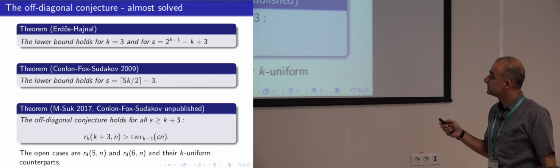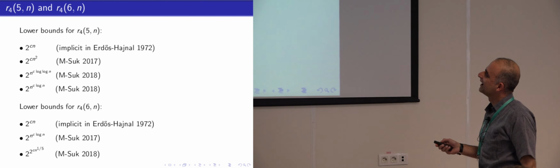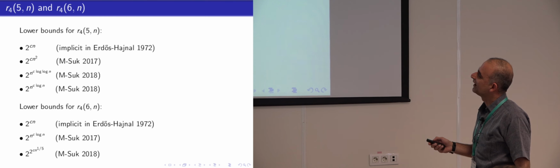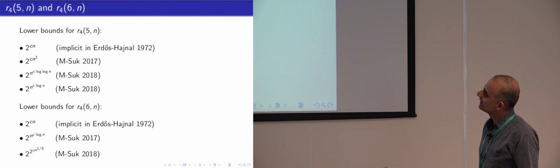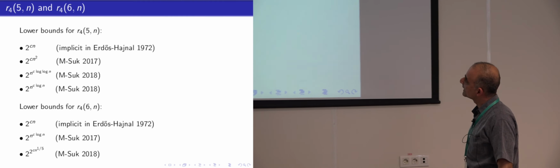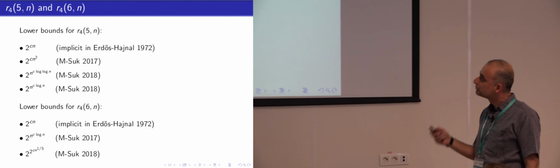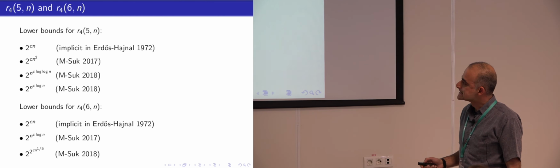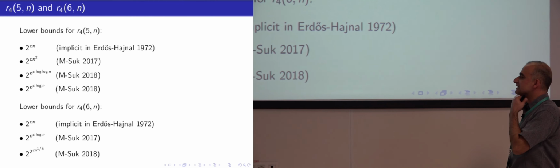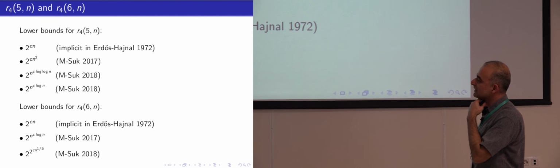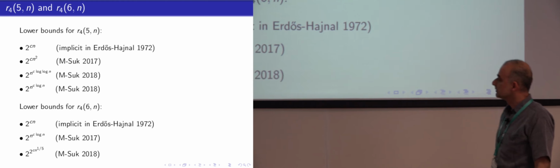We kind of got obsessed with these 2 cases because, why wouldn't you, right? You're almost there. And so Andrew and I wrote a sequence of papers for R5n. 2 to the exponential is implicit in this paper of Erdős and Hajnal, and then we successively improved these lower bounds, and the same for R6n. And the upshot is that for R6n we now have a double exponential growth rate. The power of n is not correct, but it's double exponential.